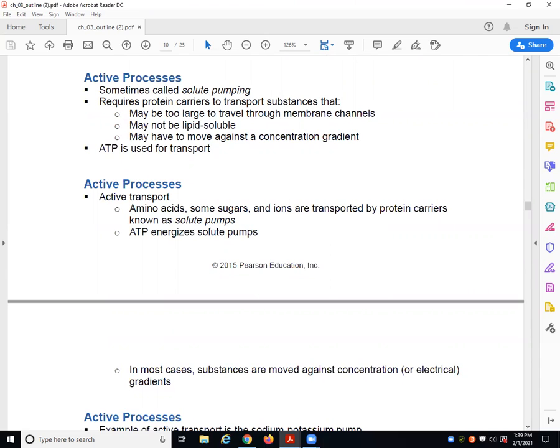So quickly, I want to discuss active processes. The big thing I want you to see is, again, if the substances are too big to go through the membrane, they can't dissolve, they can't go through the lipid bilayer, they don't like lipids. They may have to go against the concentration gradient to an area where the concentration is actually higher. You're going to need active transport. It's going to require ATP to do that.